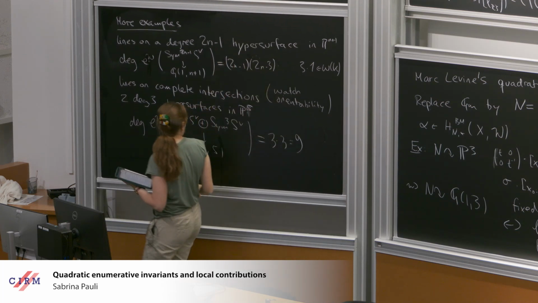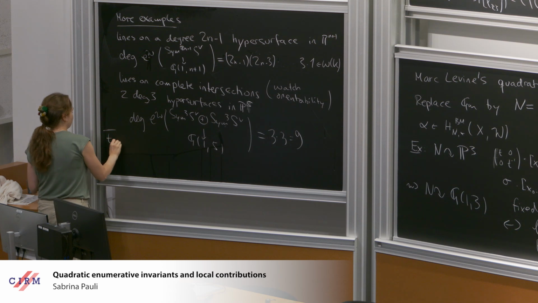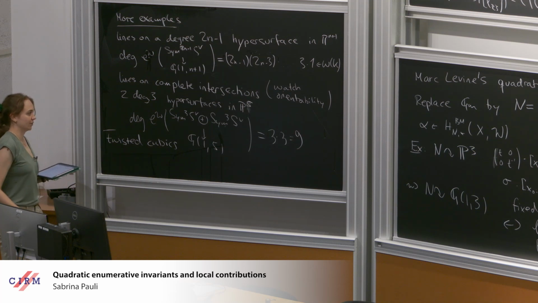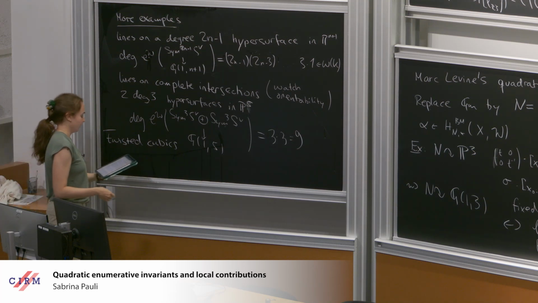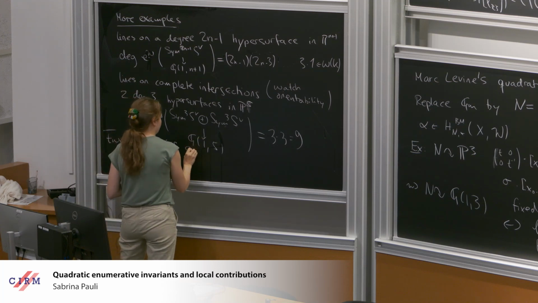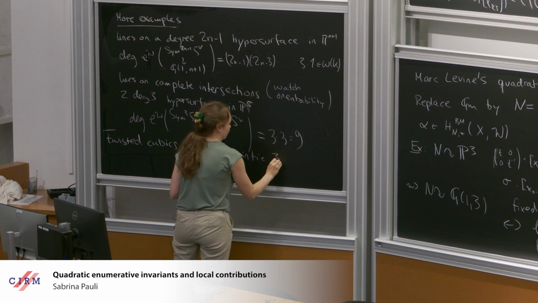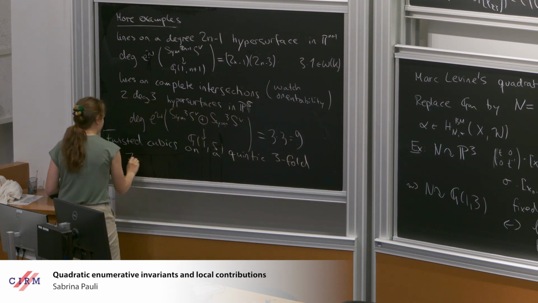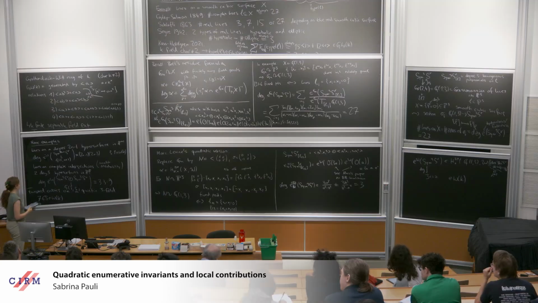And one thing you could also do, as Marc also mentioned yesterday, is that instead of lines you could count twisted cubics in a hypersurface of the correct degree and dimension. For example, this works on a quintic threefold. And then what you get is 765 in the Witt ring of k.